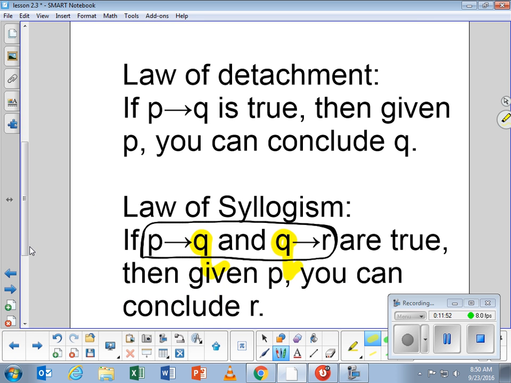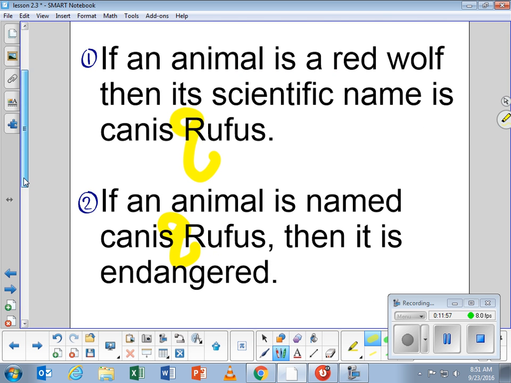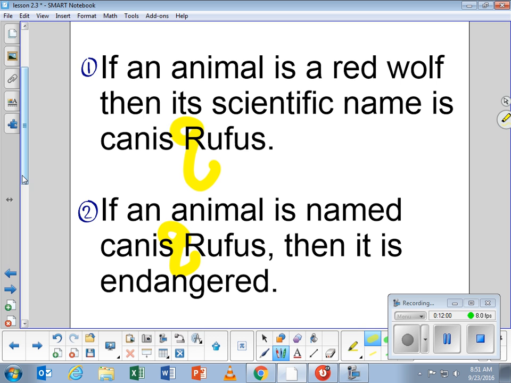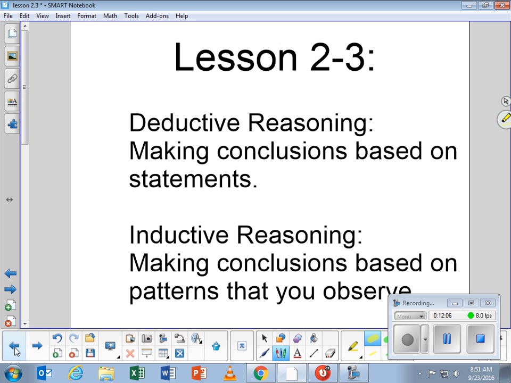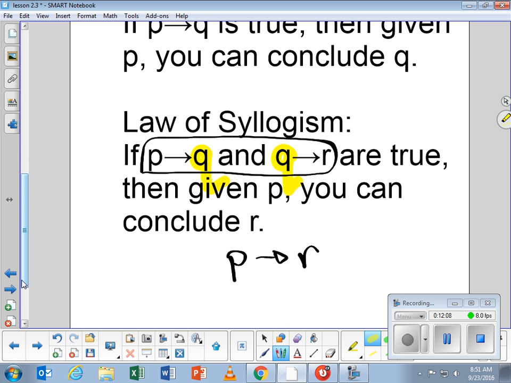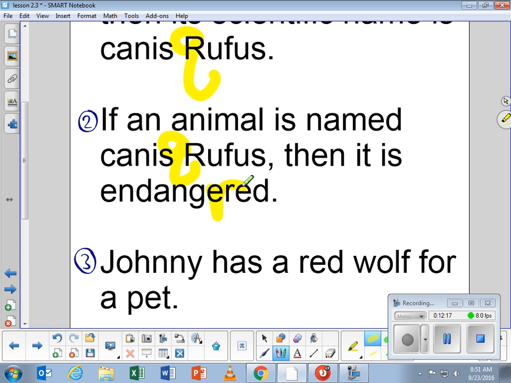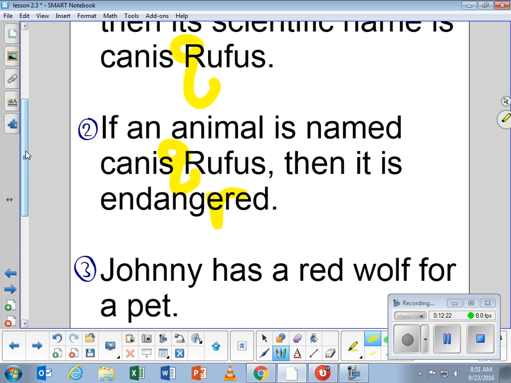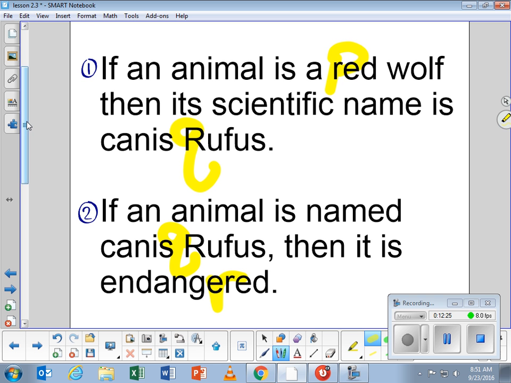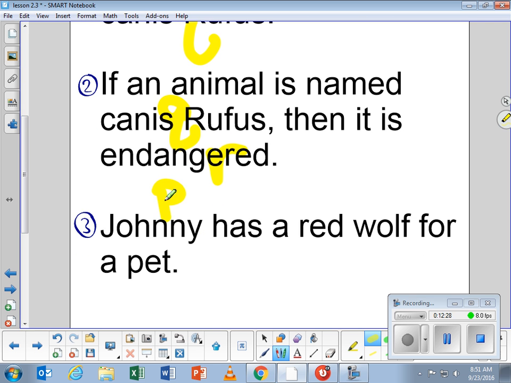When Q was second in the statement, what was first? P. Let's go back to here. When Q is second, then the first one is red wolf. That's going to be P. And then when Q was first in the statement, what was second? R. And so when Q is first, then R is second. And so the law of syllogism says if P then Q is true, and if Q then R is true, then P implies R.